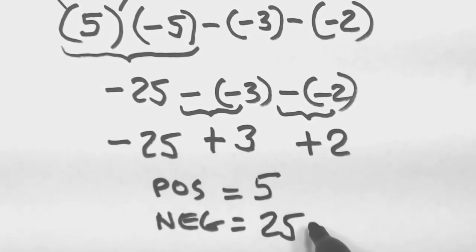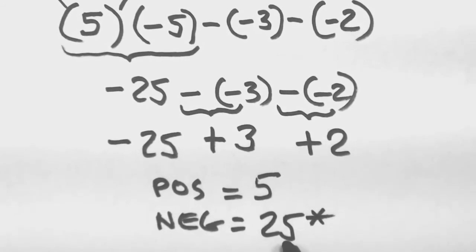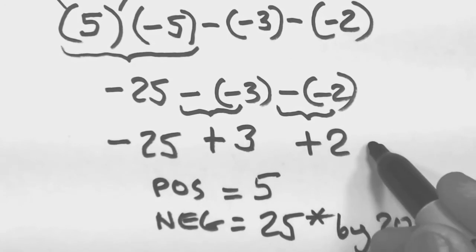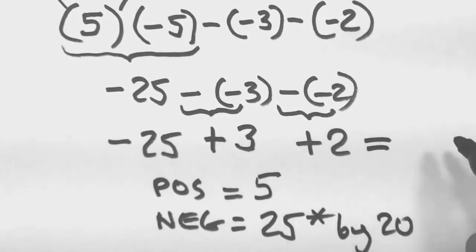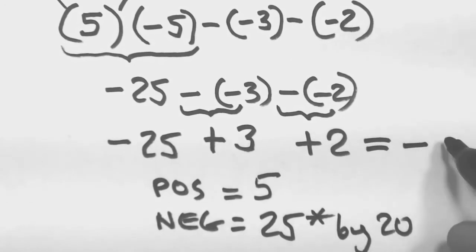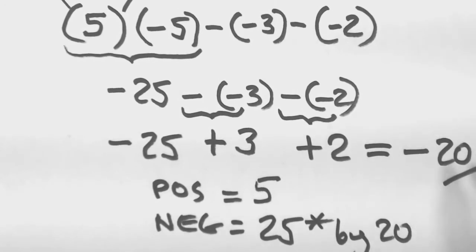Now, who's going to win? Well, obviously, negative wins, and by 20. So the answer in our original problem here, it boils down to negative 20.